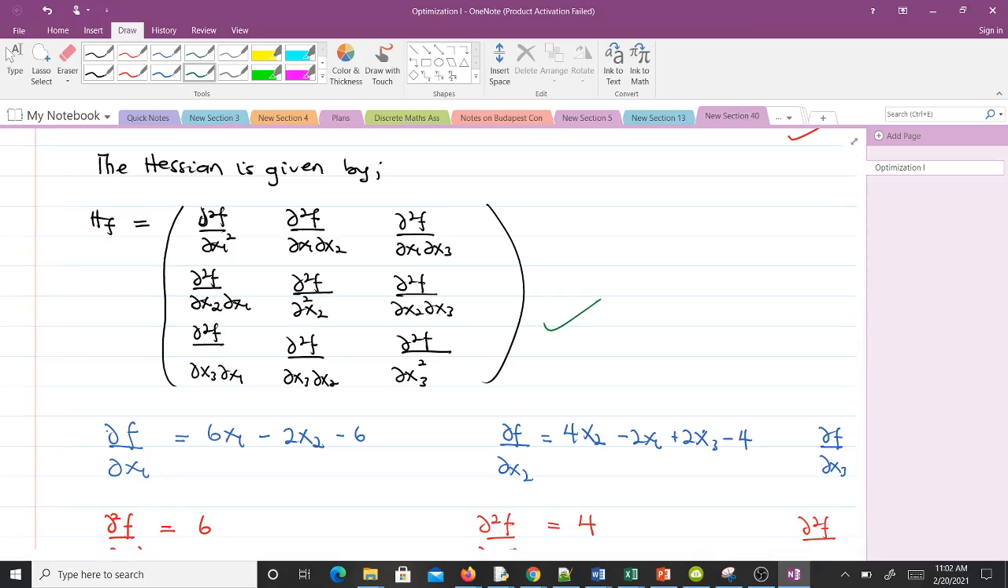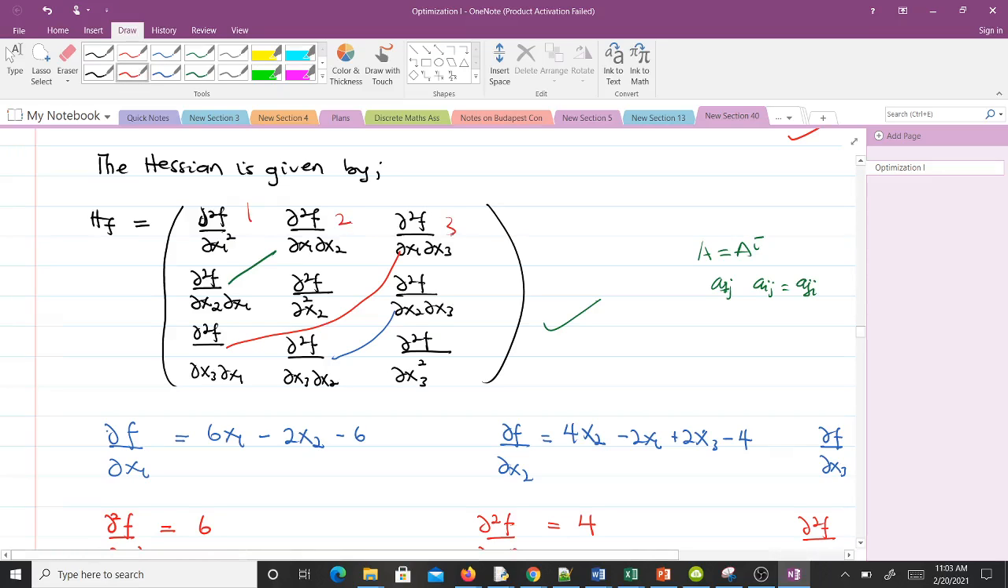But the good thing is that our matrix H is symmetric. For a matrix A to be symmetric, it means A is equal to what? A transpose. And also Aij is equal to Aji. So this and this will be the same, this and this will also be the same, and this will also be the same. So you're supposed to find only these six things, because there are three, we can easily find them when we get the others.